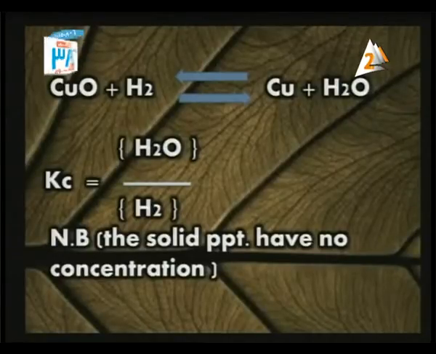So we have a very important note. The solid precipitate has no concentration. Which one is the solid? We have copper here. It is red color. Why? Because it is solid, so it has no concentration in this equation. Let's go to see another question here.